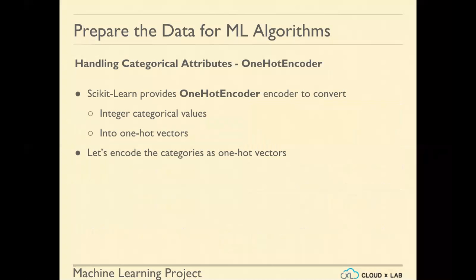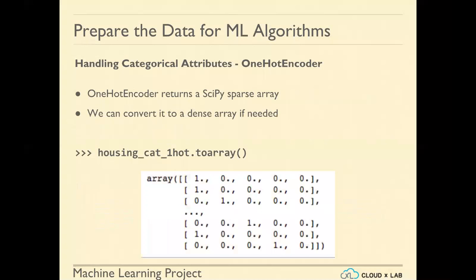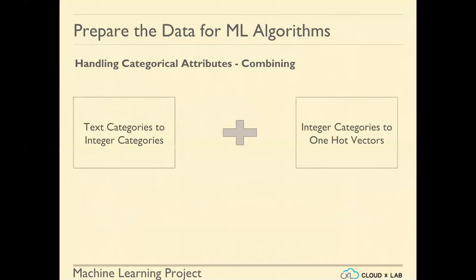Scikit-learn provides a one-hot encoder to convert categorical values to integer values. So let's use the one-hot encoder and then call fit transform. Whether these are data cleaning steps or actual machine learning algorithms, they all have two methods, fit and transform. So that's what we have done. After doing this, the category looks like this. It has got 5 columns because there were 5 distinct values, and it has marked the corresponding column.